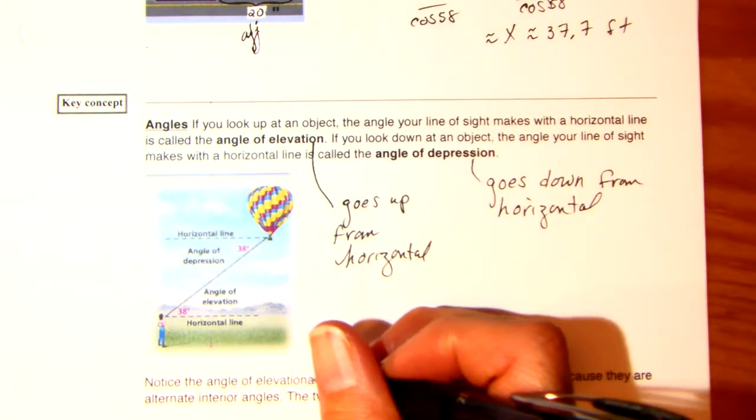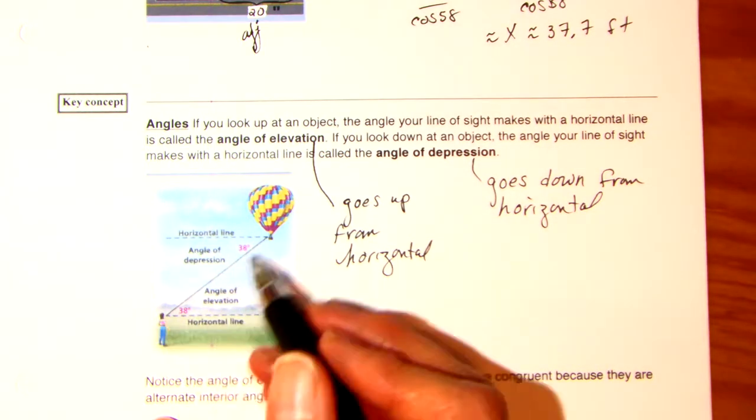Okay, notice the angle of elevation and the angle of depression are congruent because they are alternate interior angles. Horizontal lines are parallel, so that's important. And then if this is a transversal, alternate interior angles are congruent, so those will be the same. Flip.